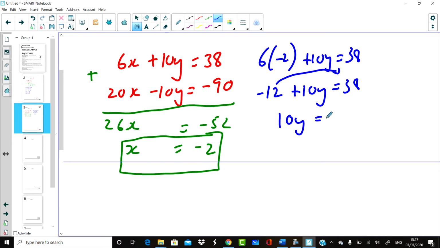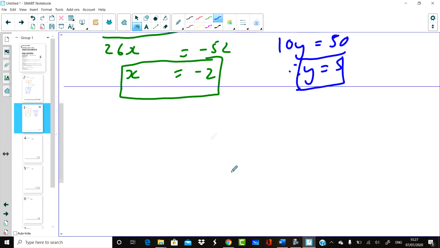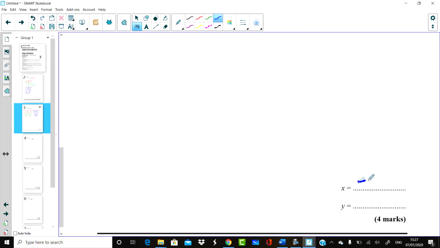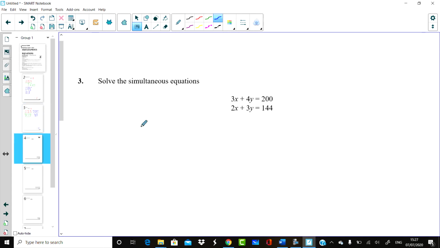So if we do that, we end up with 50. And therefore, divide both sides by 10, we end up with y is 5. So we have x is negative 2 and y is 5. Move on to question number 3.